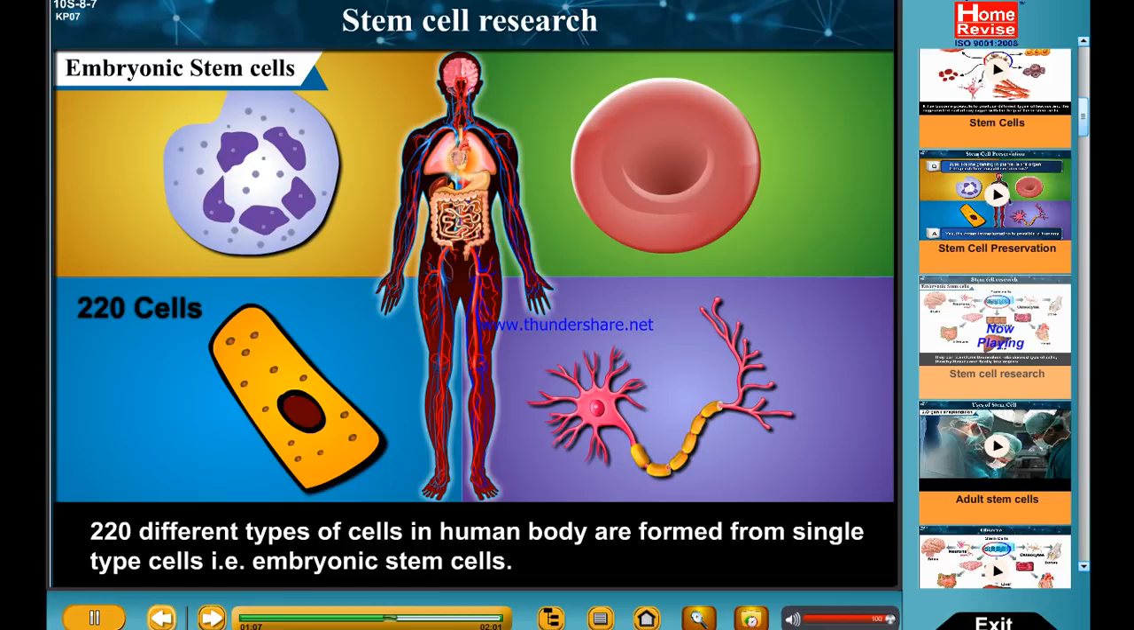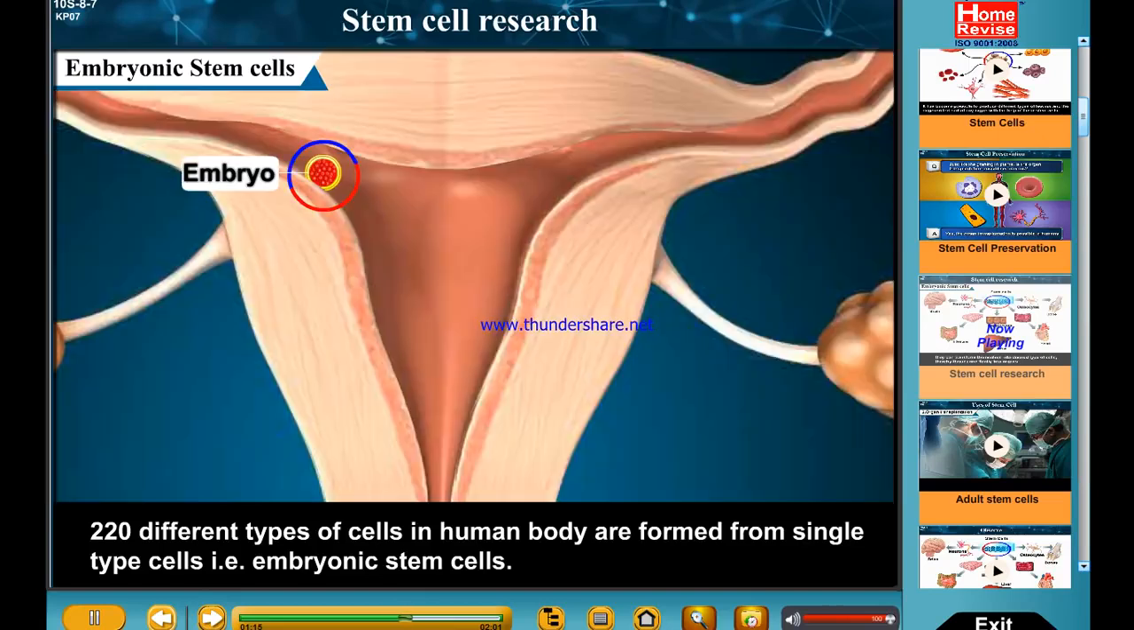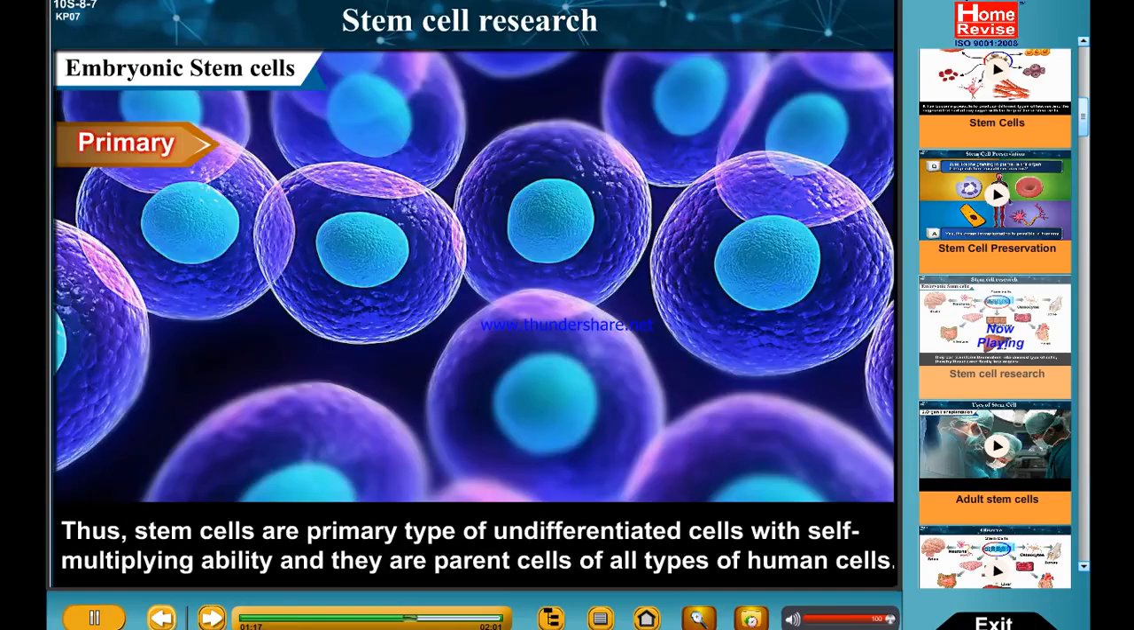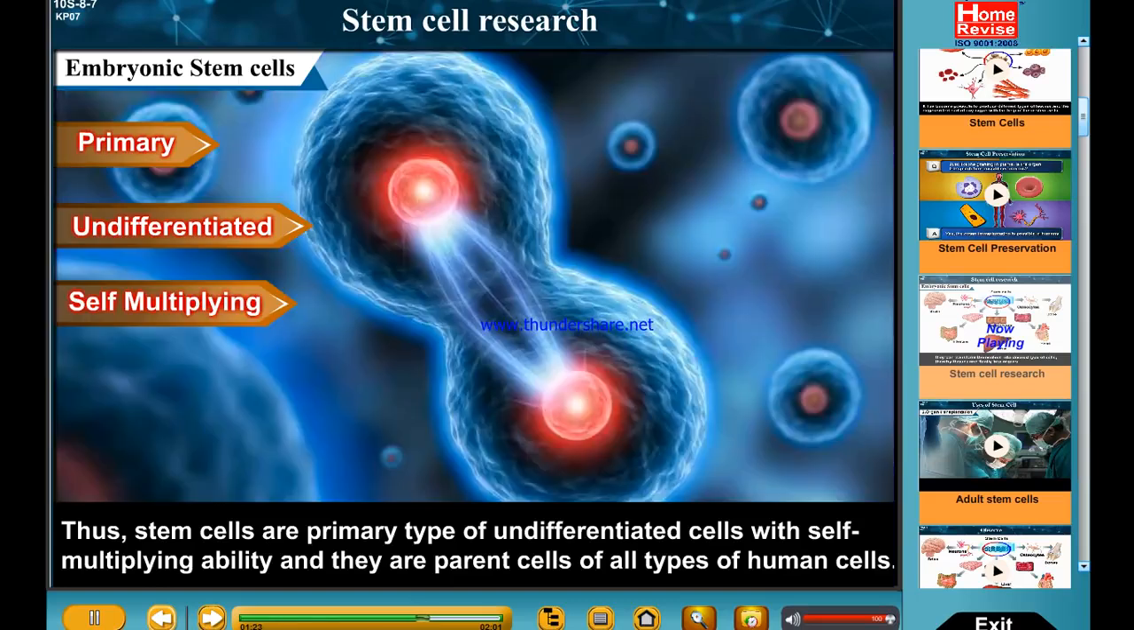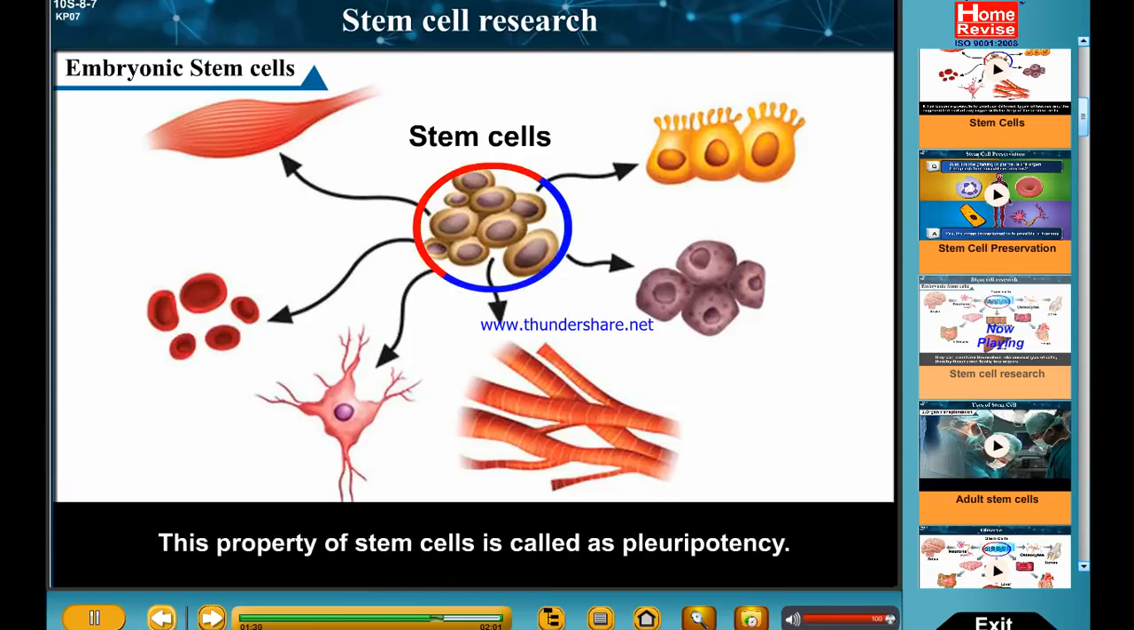220 different types of cells in the human body are formed from a single type of cells, that is, embryonic stem cells. Thus, stem cells are the primary type of undifferentiated cells with self-multiplying ability, and they are the parent cells of all types of human cells. This property of stem cells is called pluripotency.